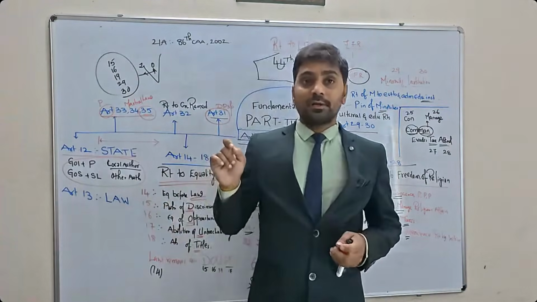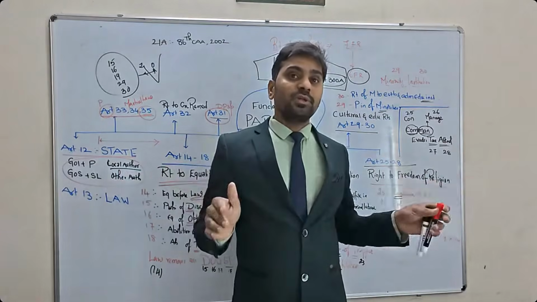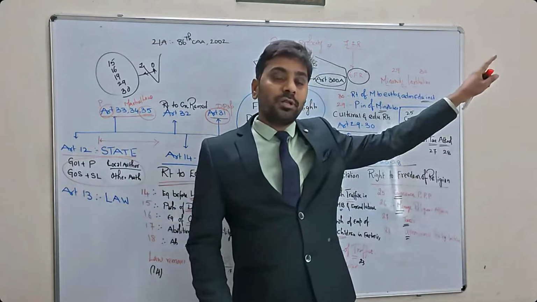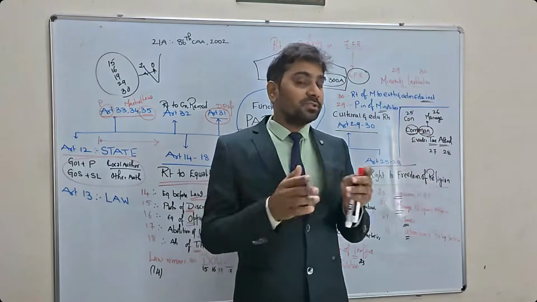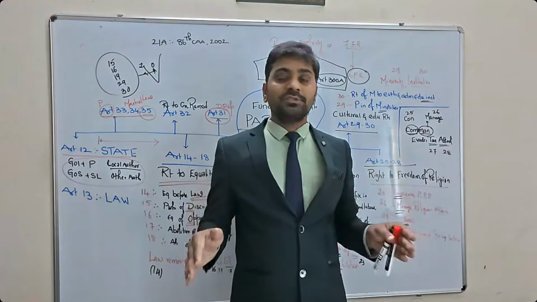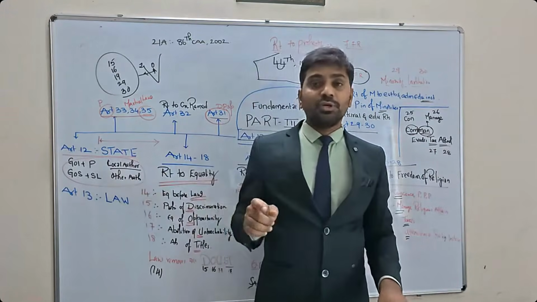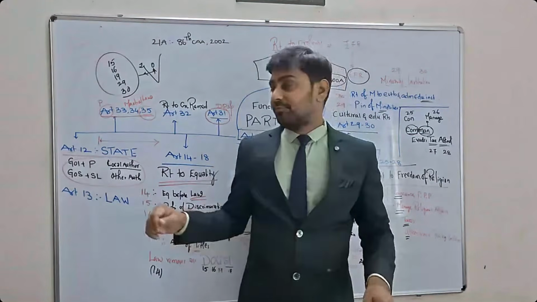So under Article 12, state was given a wider interpretation. The same thing applies in the DPSPs also. In the DPSPs, Article 36 also. Articles 12 and 36 discuss the state. State has been given a wider interpretation. Why wider interpretation? The reason is to ensure that there is no arbitrariness in taking actions and taking away the fundamental rights.